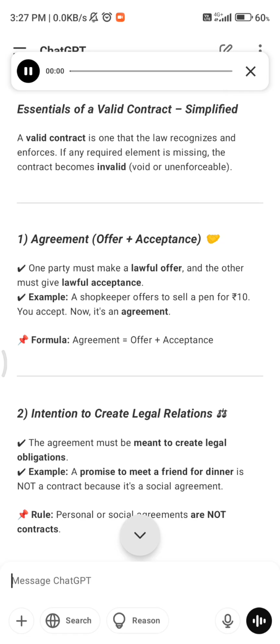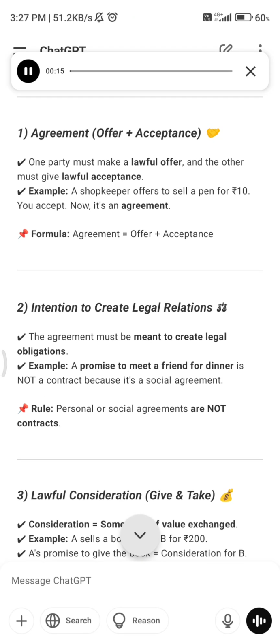Essentials of a valid contract simplified. A valid contract is one that the law recognizes and enforces. If any required element is missing, the contract becomes invalid, void, or unenforceable. 1. Agreement: offer and acceptance. One party must make a lawful offer, and the other must give lawful acceptance.